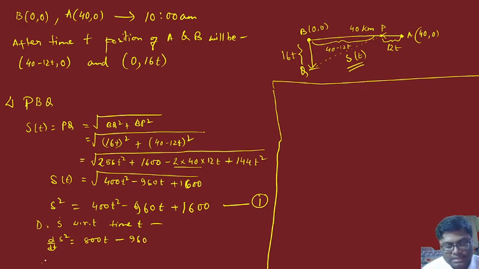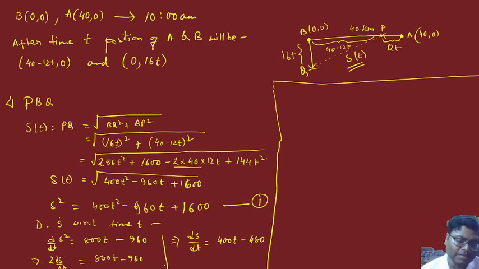As it is a constant, it will go like this. From here what we get? 2S dS/dt equals 800t minus 960. Or dS/dt equals 400t minus 480, dividing by 2 gives us this. So let us say this one is equation number 2.